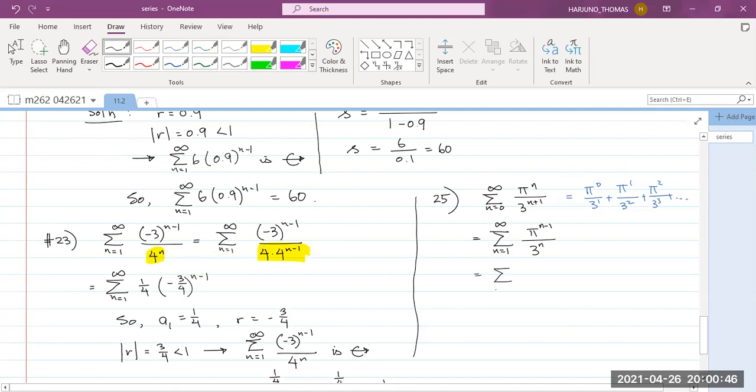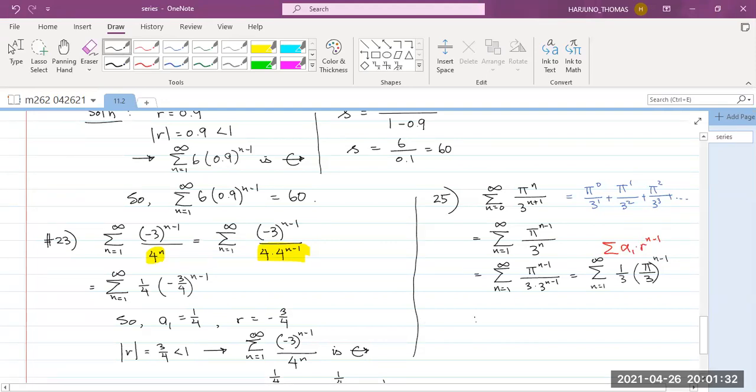Massage what, Thomas? Make it in a way such that you have only the first term times r to the n minus 1. That's what you want. Okay, so I will break down the 3. It becomes 3 times 3 to the n minus 1. So it becomes 1/3 times pi over 3 to the power of n minus 1. So you see now it looks like the summation of the first term times r to the n minus 1, right?